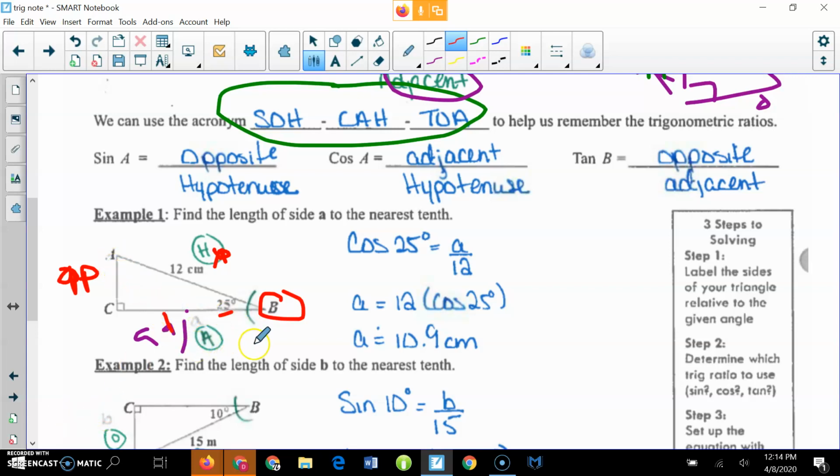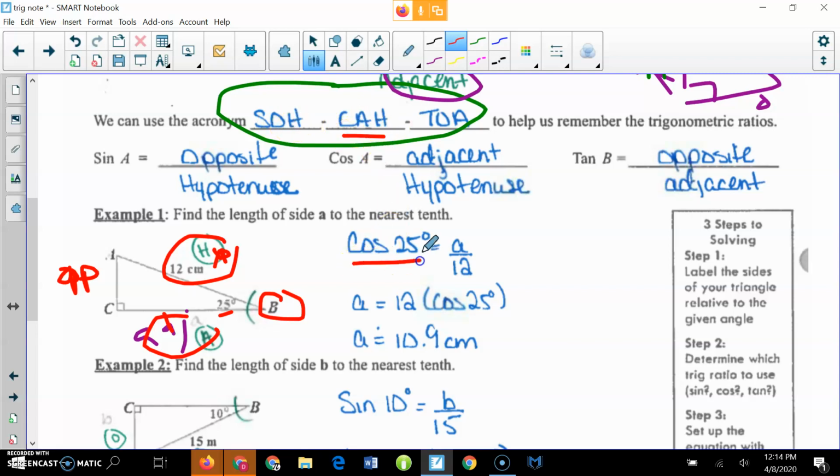So here we ask ourselves, what two sides do we know, and which other side do we want to find? What are they as far as hypotenuse, adjacent, and opposite? Here, this is the hypotenuse, and this is the adjacent. So if you have hypotenuse and adjacent, that's H and A. You look over here and say, which of these has H and A in them? And it's this one. So we're going to use cos.